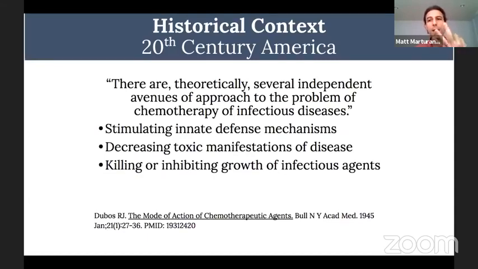And he gave 3 ways that we could help people using medications. And of course, if we think about using food or nutrition or herbs or other interventions, really the avenues of approach are the same.